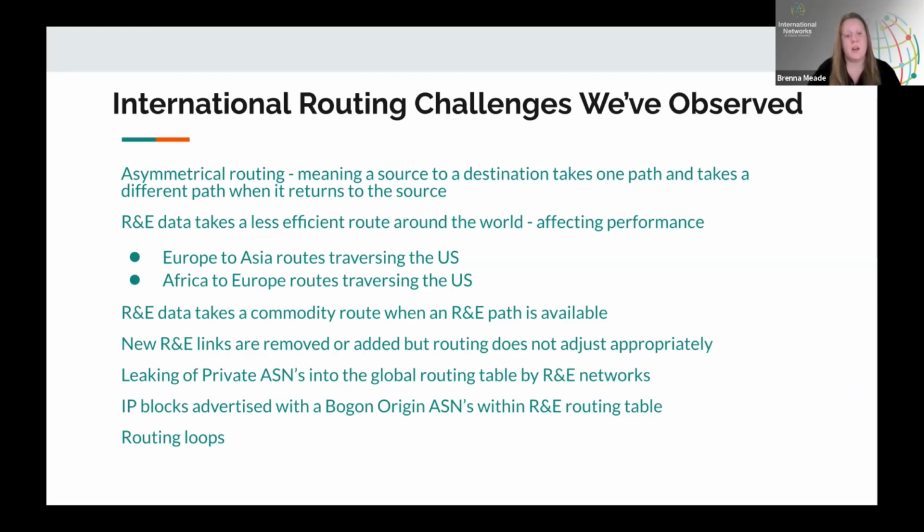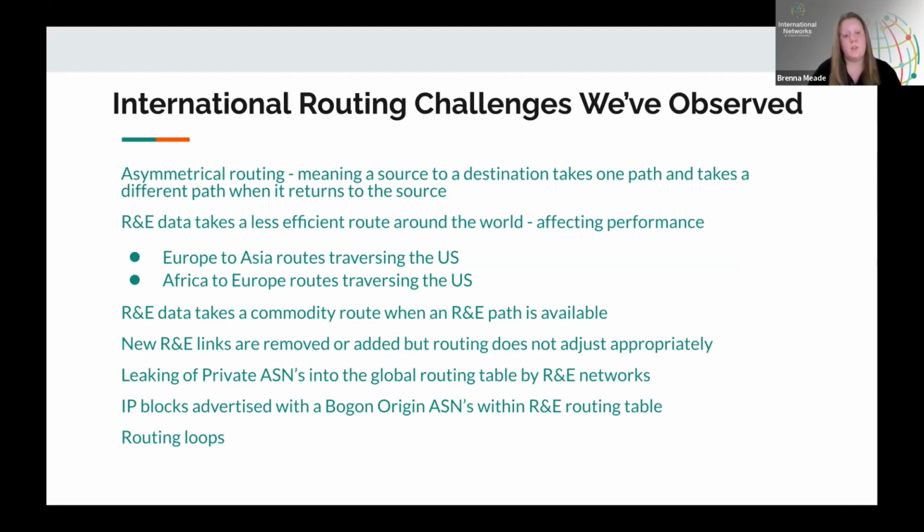R&E data that takes a commodity route when an R&E path is available. As many of us know, or if you don't know, R&E networks are tuned for large data transfer performance and for performance in general, whereas commodity is just tuned to work, and they don't really care what path it takes and whether it performs to the level necessary for some of these research and experiments.